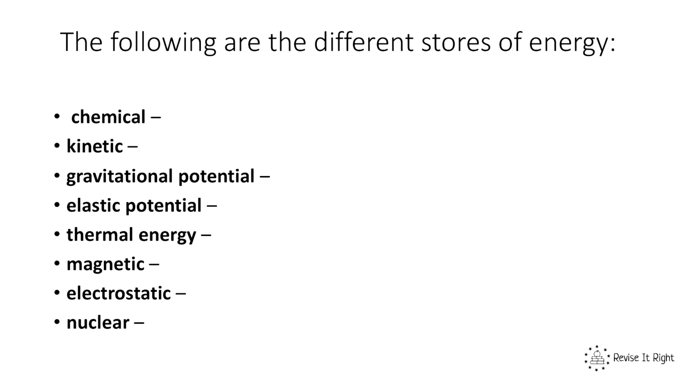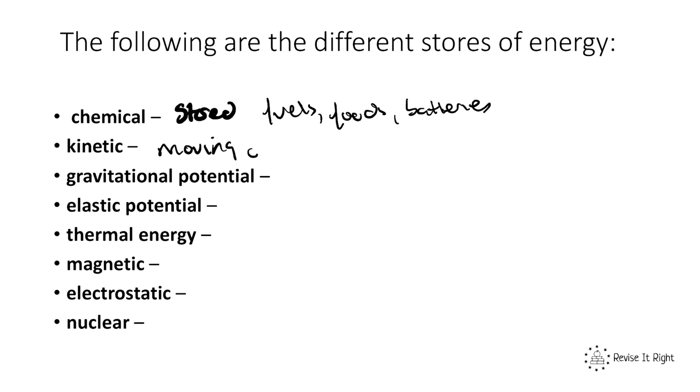So we're going to look at the different energy stores now and what they each mean. You can have chemical energy, which is energy that is stored within fuels, foods or batteries. So when we're talking about chemical energy, we're talking about the stored energy that's in fuels, food or batteries. Kinetic energy is the energy an object has if it's moving. So all moving objects have kinetic energy.